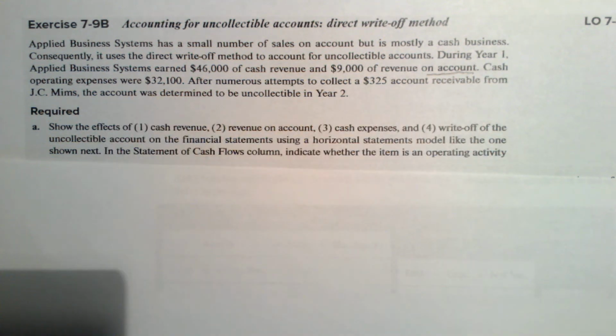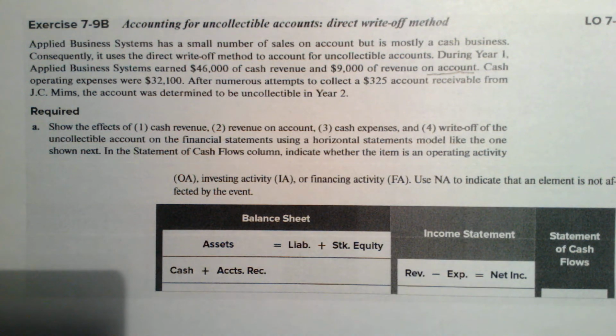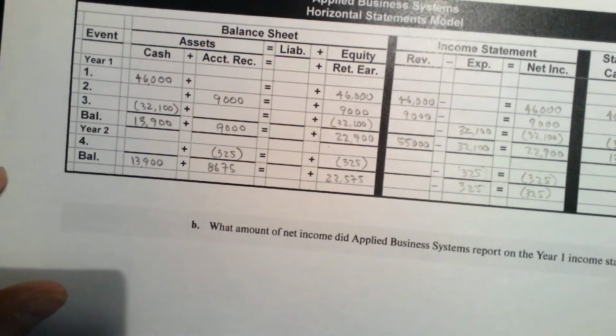Cash operating expenses were $32,100. After numerous attempts to collect a $325 account receivable from JC Mims, the account was determined uncollectible in year two, and they wrote it off. So they'd like you to show the effects of those four things on their financial statements. So let's take a look at the grid here.